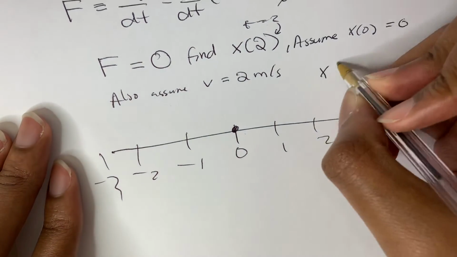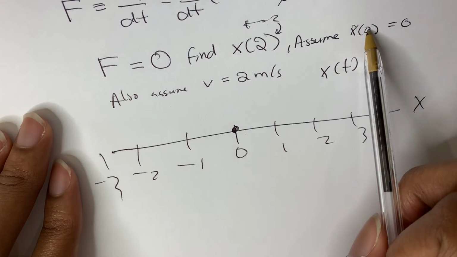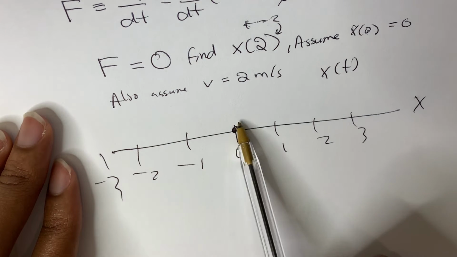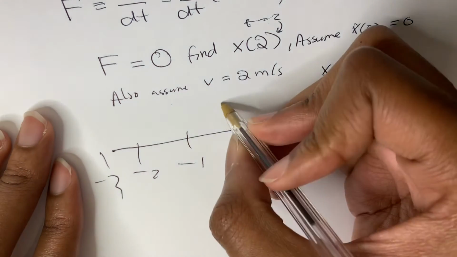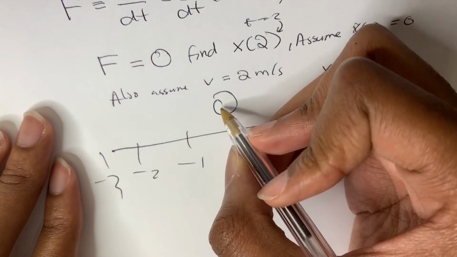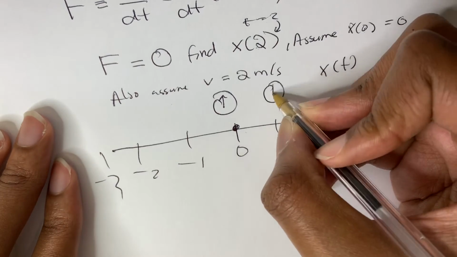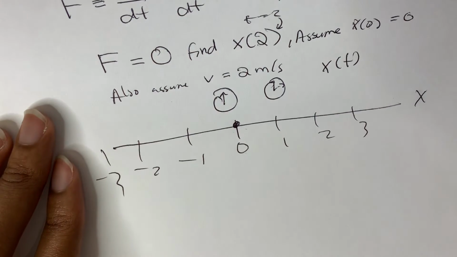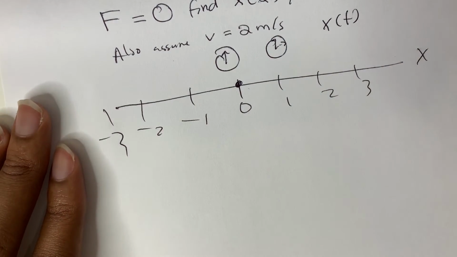So x is a function of t, right? So this just means the position of the particle at t equals 0, the position of the particle at t equals 2. So we want to find where this particle will be after 2 seconds pass on our clock. Right now, our clock hasn't started yet. But after 2 seconds has passed on the clock, where will the particle be? And that's what we want to find.